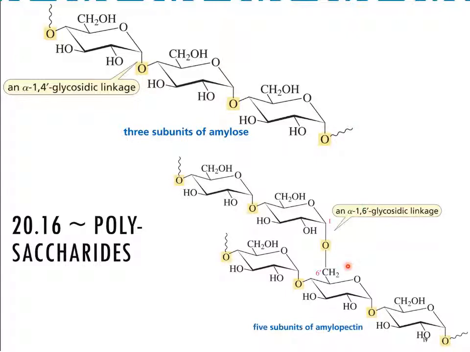Sometimes though they get branches. So this is an alpha 1,6 glycosidic linkage. So notice we're going from carbon 1 to carbon 6 of a different ring, so carbon 6 here, and it's pointing down because it's the alpha bond. So this is creating a branch off of that original chain. So this is really a way to connect 2 chains together.